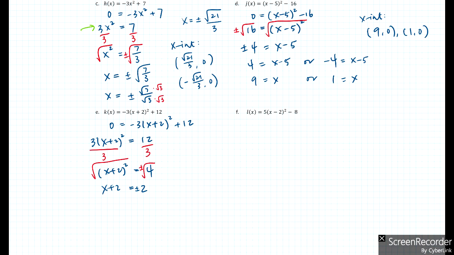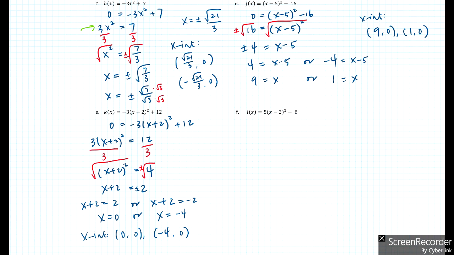From here, you can write this out as two different equations. We get x plus 2 equals 2, or x plus 2 is equal to negative 2. Then if we want to solve for x, we can subtract 2 on both sides to get x equals 0, or here if we subtract 2 on both sides, we'll get x equals negative 4. Therefore, our x-intercepts are (0, 0) and (negative 4, 0). So we're really combining our knowledge about different scenarios here.